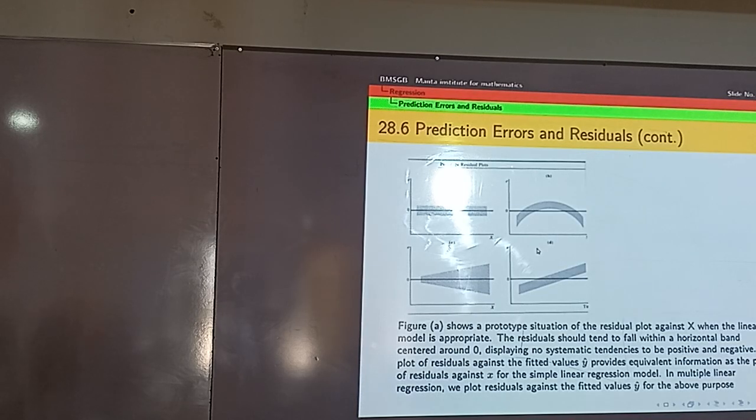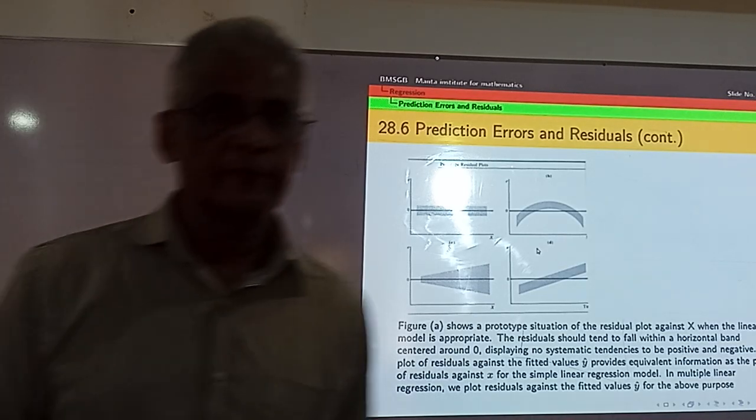So therefore in regression, this residual analysis is a very important part.